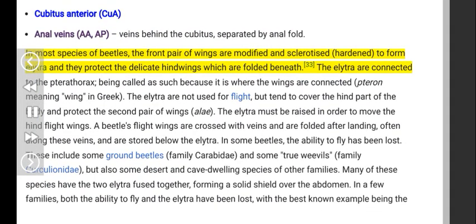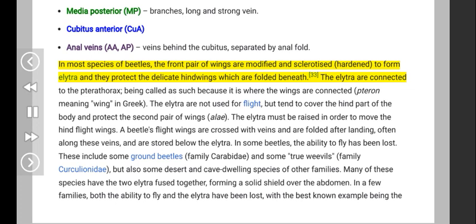In most species of beetles, the front pair of wings are modified and sclerotized, hardened, to form elytra, and they protect the delicate hind wings which are folded beneath. The elytra are connected to the pterothorax, being called as such because it is where the wings are connected, pteron meaning wing, in Greek. The elytra are not used for flight, but tend to cover the hind part of the body and protect the second pair of wings, alae. The elytra must be raised in order to move the hind flight wings.